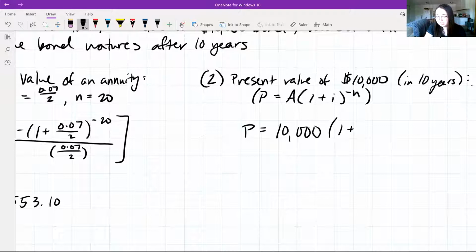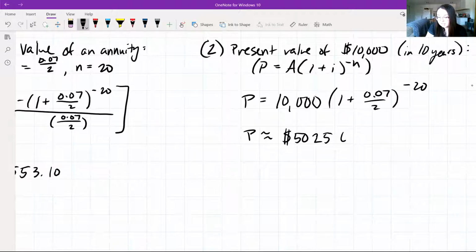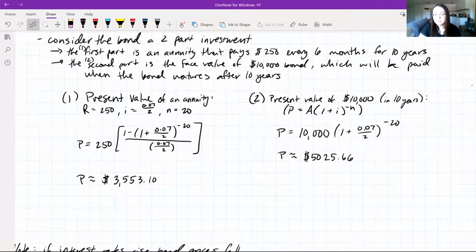We have 1 plus 0.07 divided by 2 to the negative 20th power. Now, if you'd like to calculate this on your own, you should end up getting that P is equal to $5,025.66. So after 10 years, our present value is going to be $5,025.66.